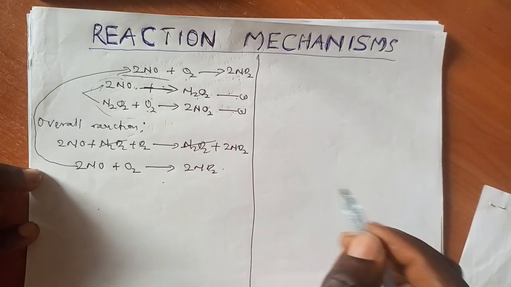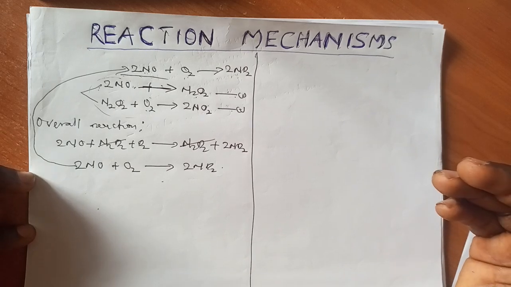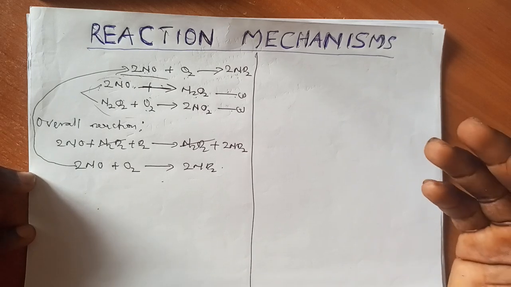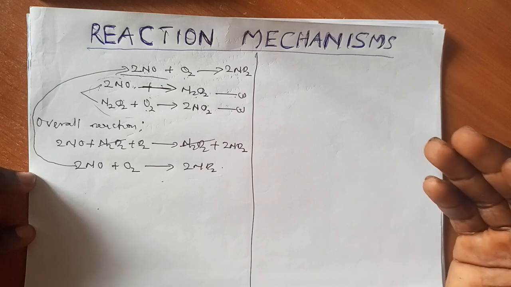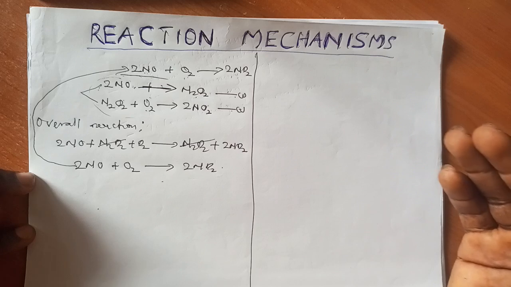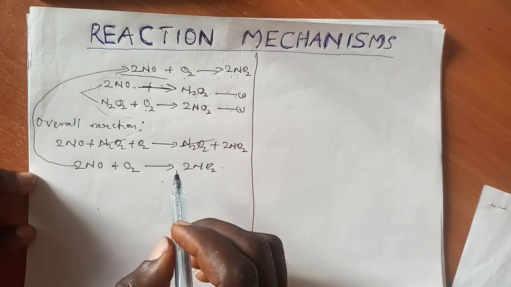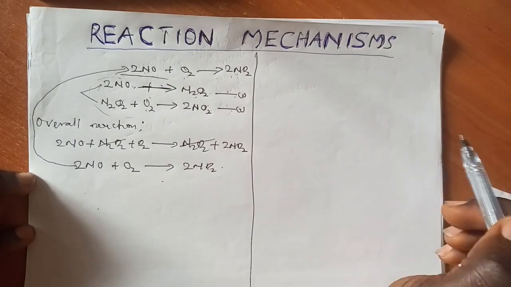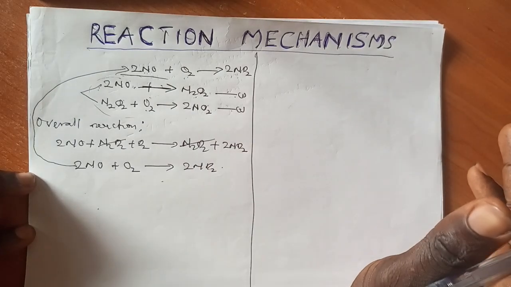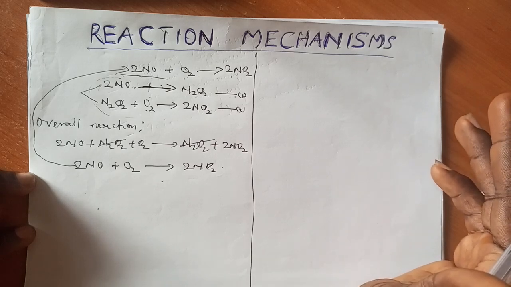So this is teaching us that when you have different elementary steps, which is the reaction mechanism of the overall reaction, it means that when you add those mechanisms together, you will have your overall reaction in any reaction given to you. Once the mechanism is given to you, add the mechanism together, you have your overall reaction.